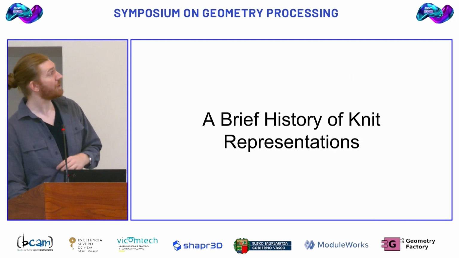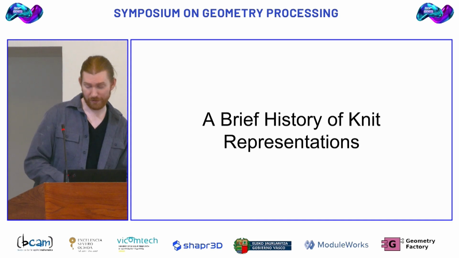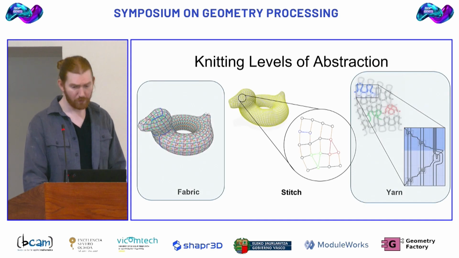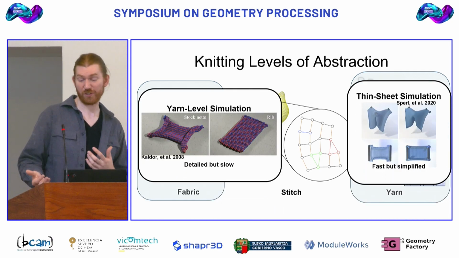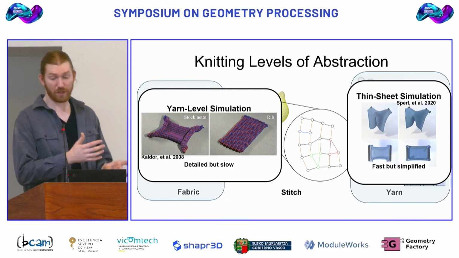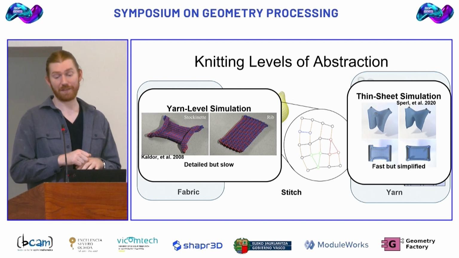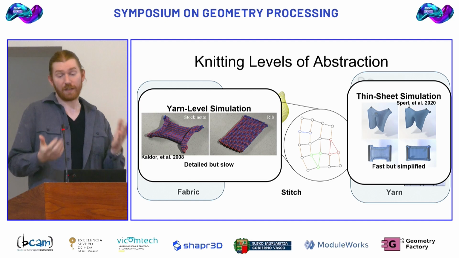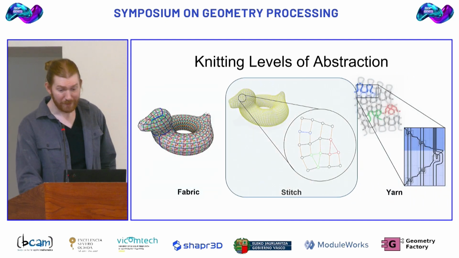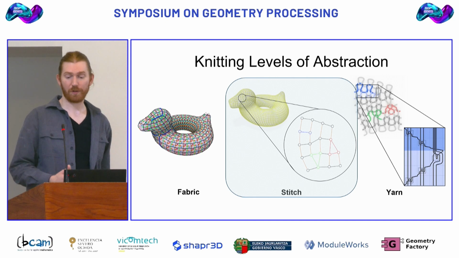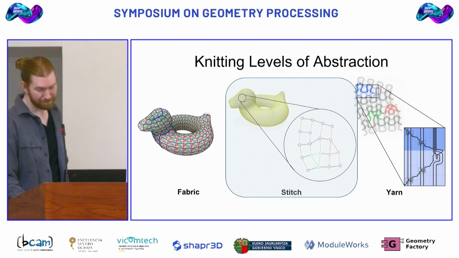All right, I'm going to take some time to go through a very brief, truncated history of some of the knit representation research. For a long time in graphics, the fabric and yarn level representations have been familiar on the simulation side, giving us detailed but slow, physically accurate simulations of individual threads versus fast, thin sheet approximations of complex garments and other pieces of fabric. More recently, graphics research has started exploring the intermediate level of representing knitting at the stitch level to try to capture the best of both worlds.